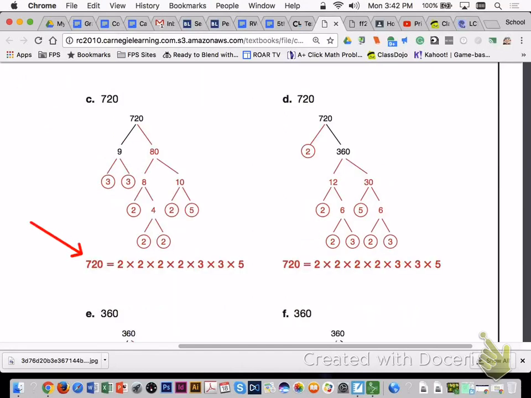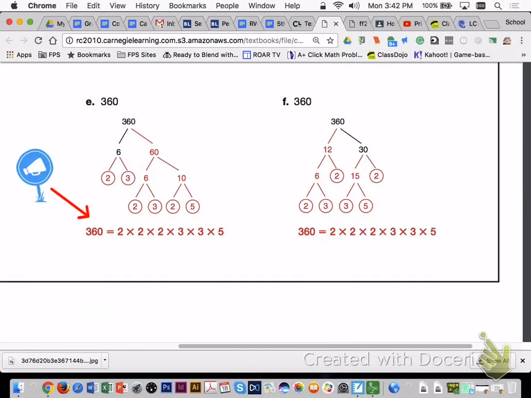For letter C, the prime factorization for 720: 2 times 2 times 2 times 2 times 3 times 3 times 5. And the prime factorization for 360: 2 times 2 times 2 times 3 times 3 times 5.